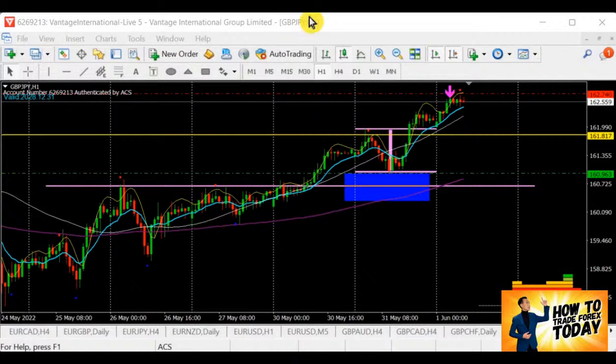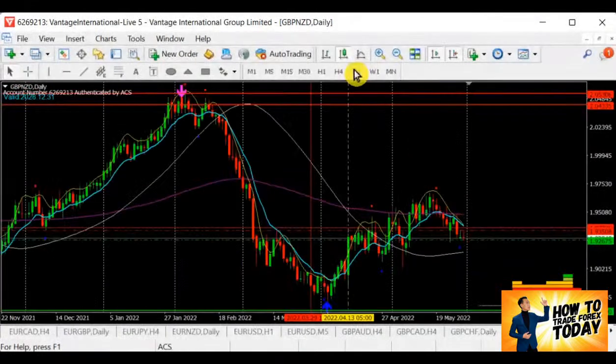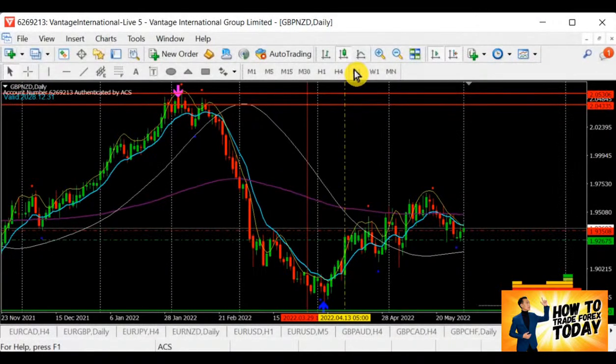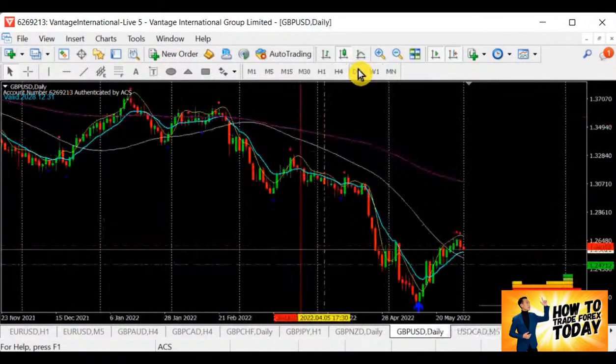Okay. So pound kiwi. Let's take a look at pound kiwi. Again, on pound kiwi we are in the bull, turning up again for buying. So no for selling, definitely. Good for buying, not for selling.